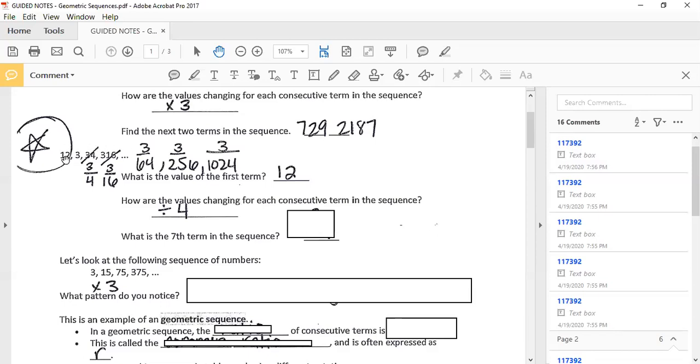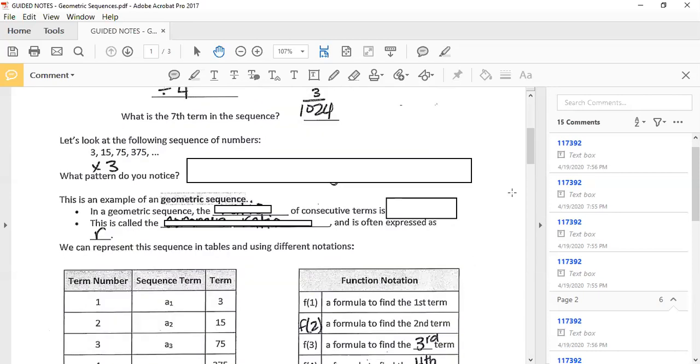So if I asked you to find the 7th term, you just keep on dividing by 4 until you get to that 7th term. You can see that I kind of did most of the work here. So the 7th term in the sequence is 3/1024ths. Yeah, that's a thing. All right. That's it. That's the idea behind geometric sequences.